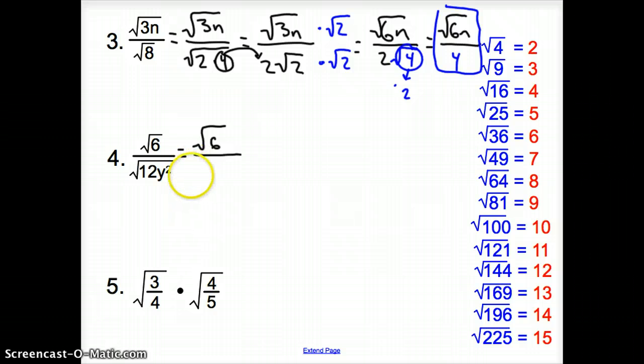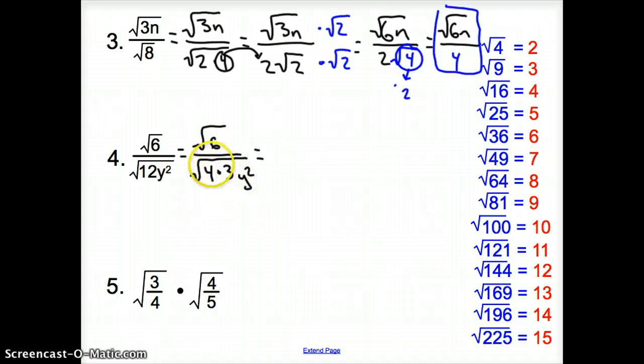Well, on bottom we have the square root of what goes into 12. What's a perfect square? It has to be a perfect square. It has to be one of these blue numbers that go into 12. Well, 9 doesn't, but 4 does. 4 goes into 12 3 times. We also have y squared.